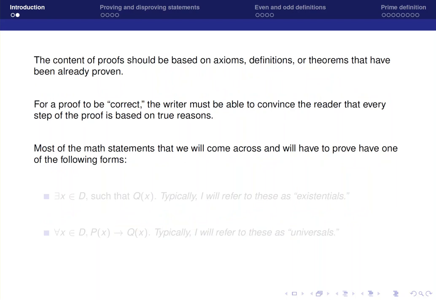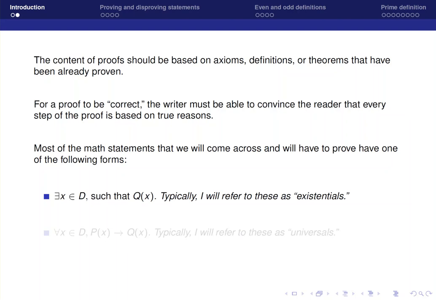The content of a proof should be based on axioms, definitions, and theorems that have already been proven. You are not allowed to make up new mathematics here. You have to use axioms or definitions or theorems to get from where you want to go to where you have to be. For a proof to be correct, the writer must be able to convince the reader that every step along the way is based on true reasons. So it's a good idea to always mention the reason why you're doing something. Explain in detail why certain things are being done.